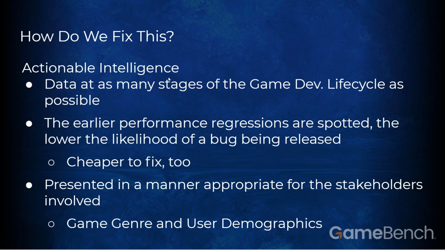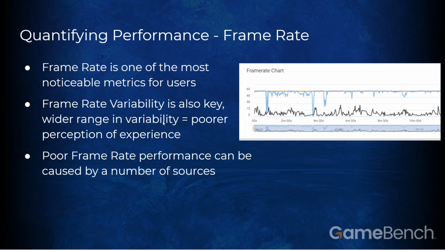So we have actionable intelligence, quantifiable performance metrics. Let's talk about quantifiable performance. And this is a good example, frame rate. Frame rate is one of the most noticeable user metrics, especially if you're dealing with any sort of game that has any sort of real rich animation. Fluidity, frame rate consistency, it's one of the most noticeable metrics. It's literally what the eyeball of your user is seeing and experiencing.